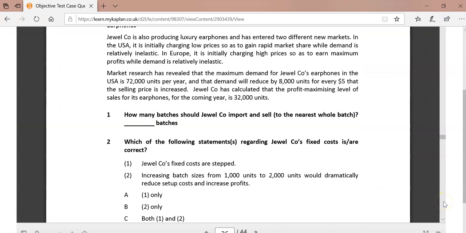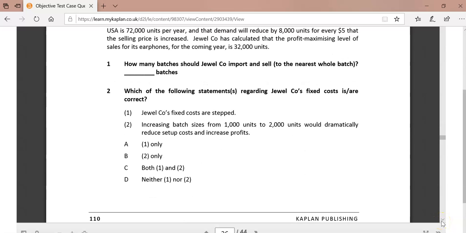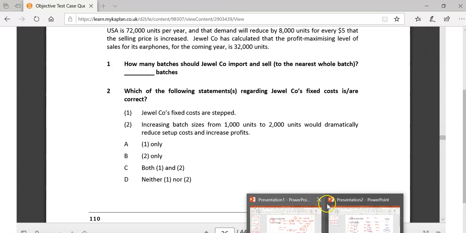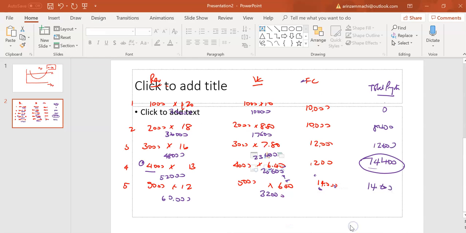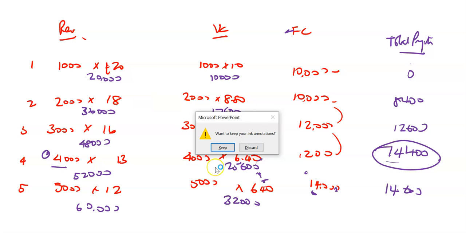So the question says to us, which of the following statements regarding Joul's fixed costs, if you like, are correct? Well, 100%. If we come back here, we can see that definitely the fixed cost is stepped, right? We have that, and then it steps, it jumps up, and then it jumps up. That's the first thing. So definitely 1 is correct. Then let's look at the next question.